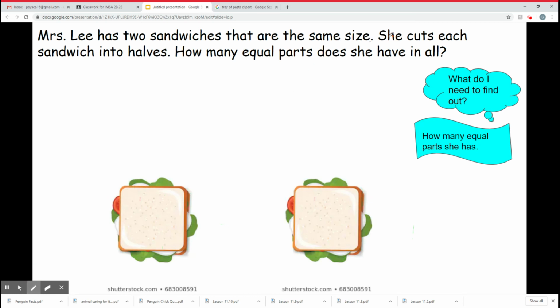Well, she cuts each sandwich into halves. So let's cut these sandwiches into halves. We don't have to do it a different way. We can just do it this way. There you go. Okay, so how many parts does she have in all? How many equal parts does she have? Well, she has 1, 2, 3, 4. So the answer is she has 4 equal parts in all.